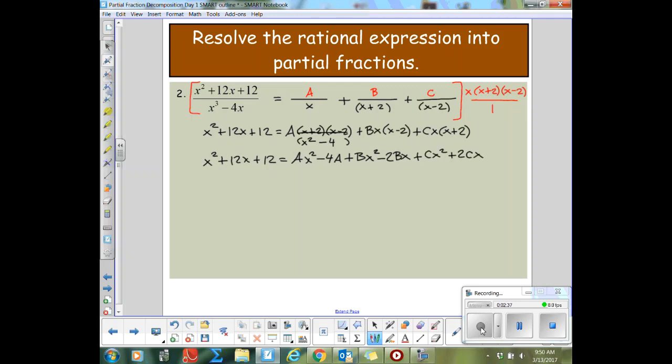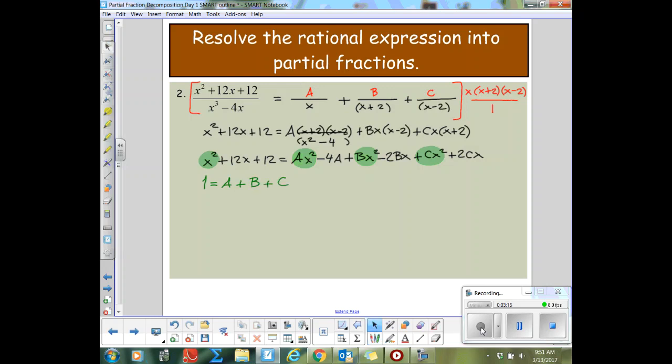It's time to write a system of equations. We have 3 values we're looking for, 3 different numerators, a, b, and c. So we're about to write a system of 3 equations. The first one will include all of the coefficients of an x squared term. First equation, 1 equals a plus b plus c.